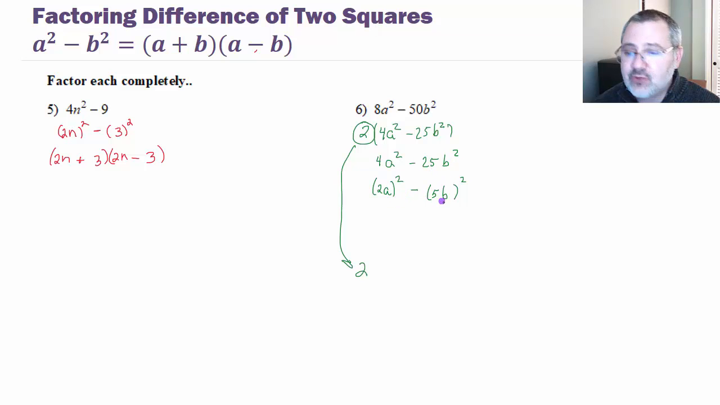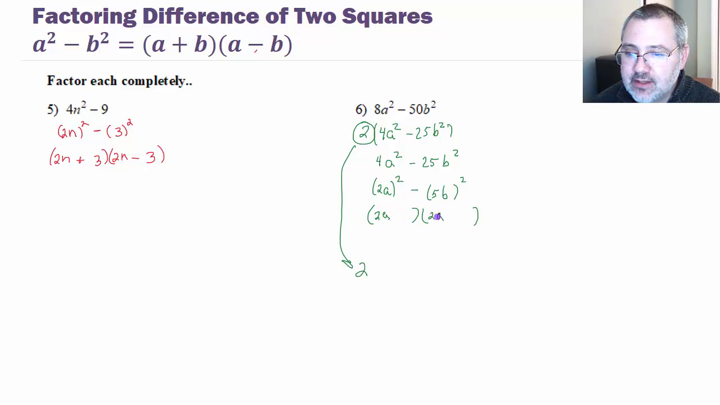So even though we have two variables, they are still completely separated from each other. We have one thing being squared minus a second thing being squared. We have a difference of two perfect squares. So we set up our two groups, our two binomials. 2a goes in the first spot in each one of these. 5b goes in the second spot for each one of these. And then we write a plus and a minus.